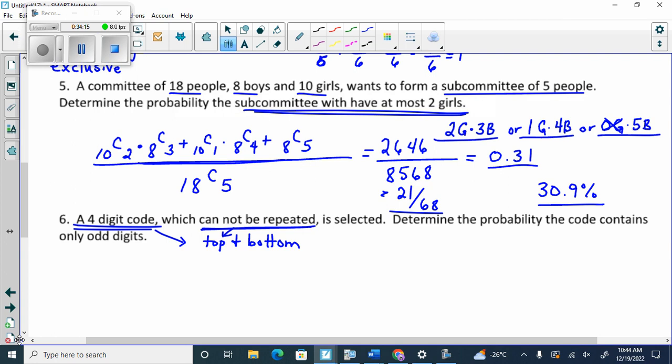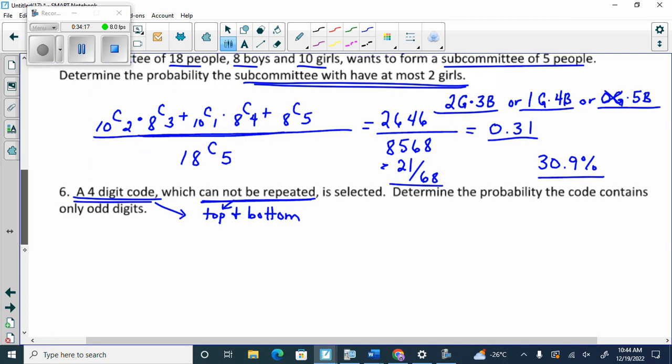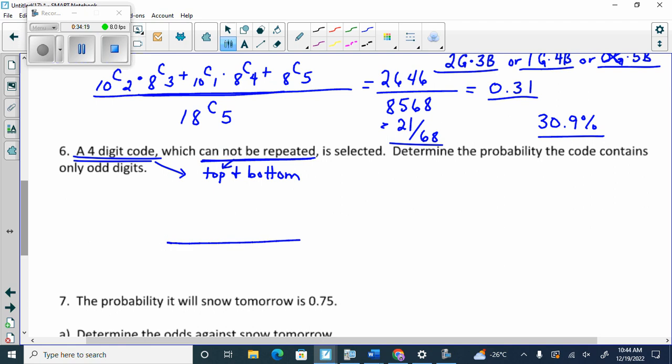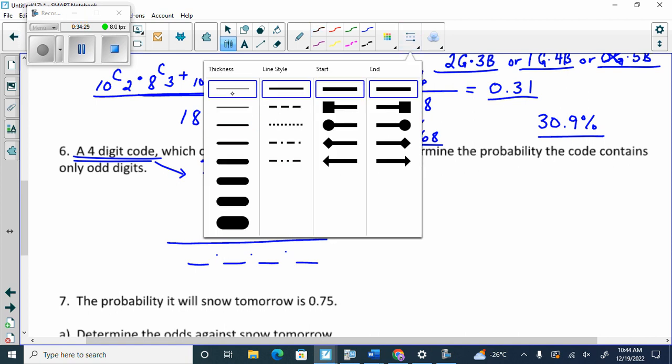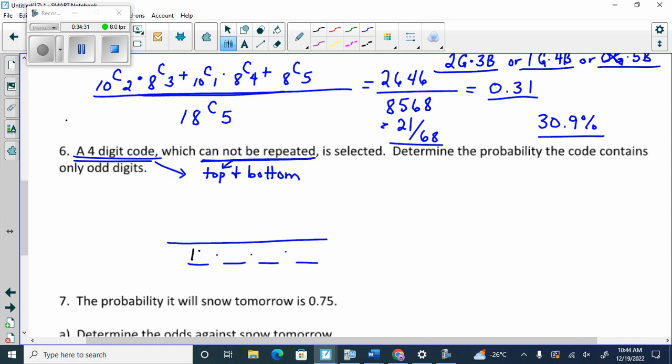So I'm going to stop and I'm going to do the bottom first. So on the bottom, I have a 4-digit code. 1, 2, 3, 4. The only rule I have here is it can't repeat. So what do I have for the first blank? How many digits? 10, then? Okay, cool. After the word probability affects the top.